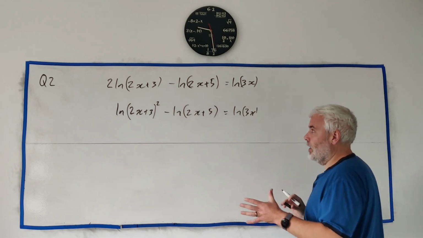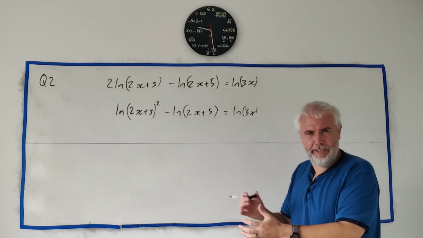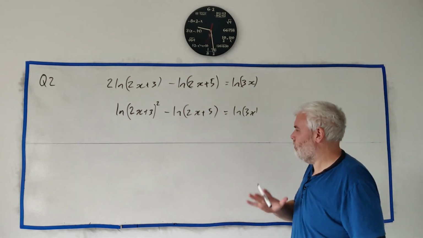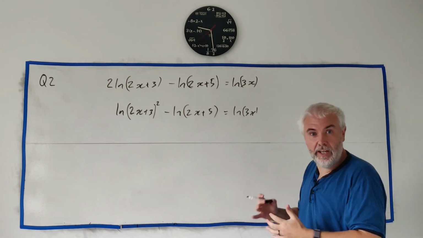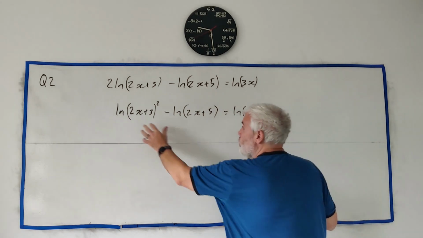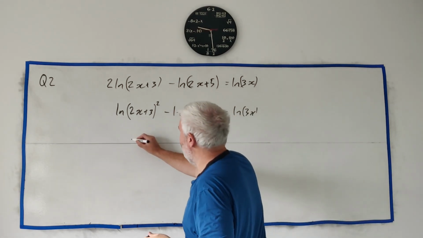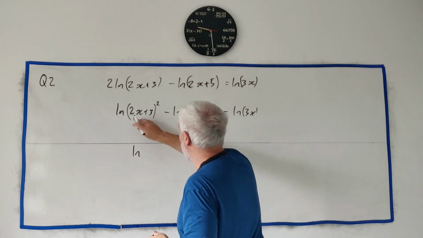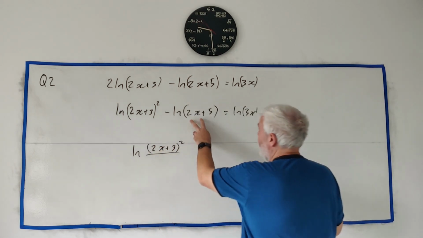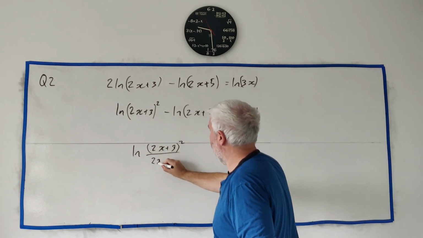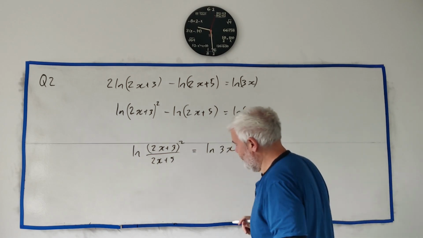Next thing that jumps out to me is 2 natural logs taking away. Oh, and before I go further, there are multiple different paths you could take through this. So just be warned, you don't necessarily have to do it the way I'm doing it. It's the way I'm thinking of it though. When 2 natural logs take away, we can just divide what's in them. So what I mean by that is this would become natural log of this term here, 2x plus 3 squared, divided by this term here, 2x plus 5. And that will equal the natural log of 3x.